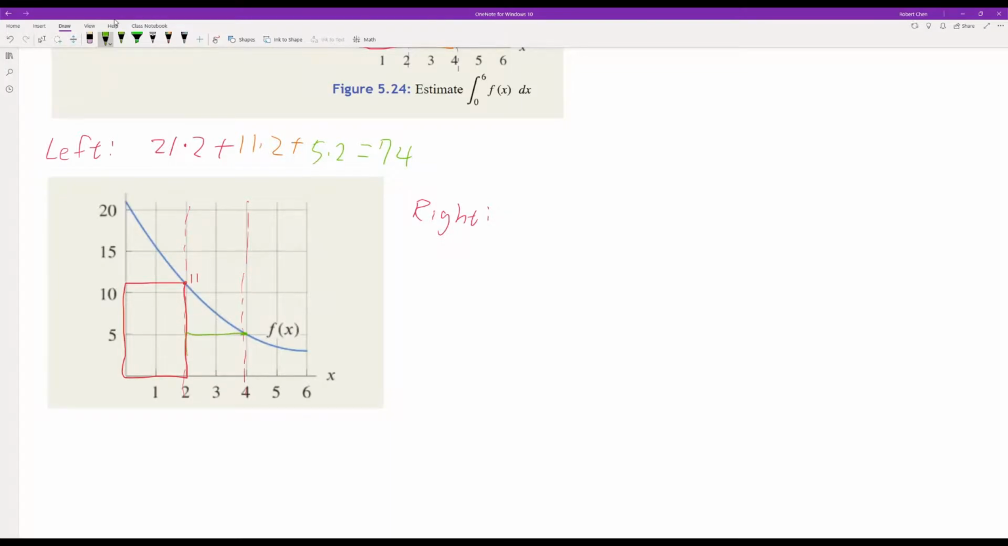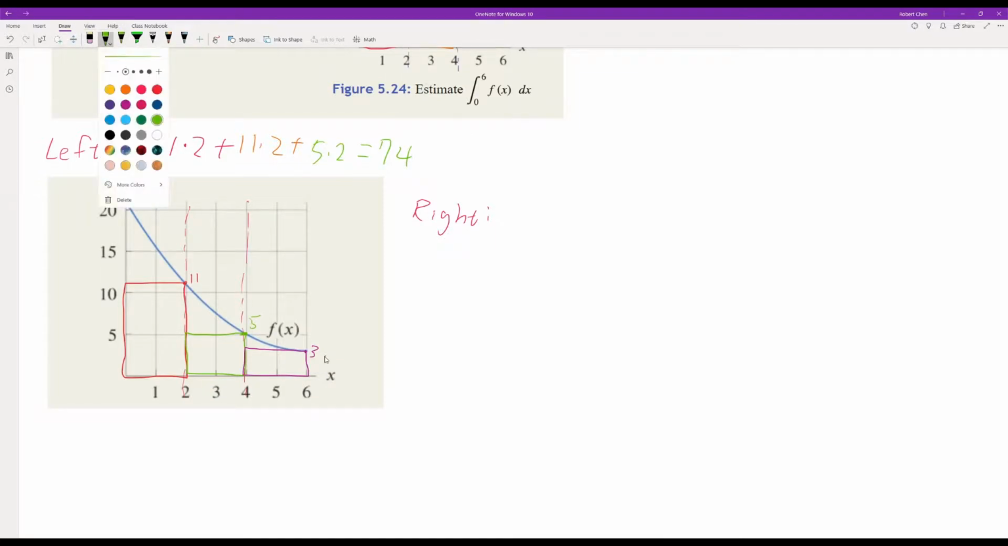Okay, make a rectangle. And then the last interval, which is 4 to 6, the right-hand sum at 6. And the height of the last rectangle is 3. Right here, 3. All right. So you can see that for using the right-hand sum in this case, this is going to be an underestimate.